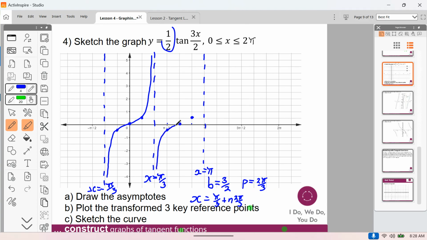We sketch. It will then repeat. So 1, 2, 3, 4. That's the center. 1, 2, 3, 4. It's a little bit out of our period. It's going to go like this. It's going to go there. We stop there.